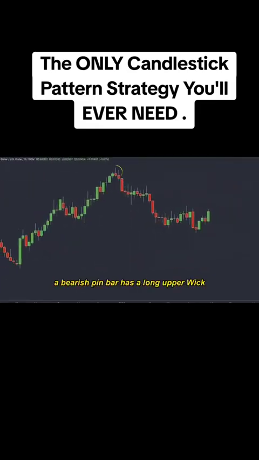On the other hand, a bearish pin bar has a long upper wick, signaling rejection of higher prices. Sellers are taking control after the market tested those higher levels but failed to hold them.